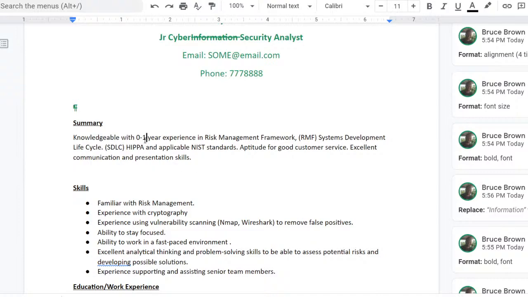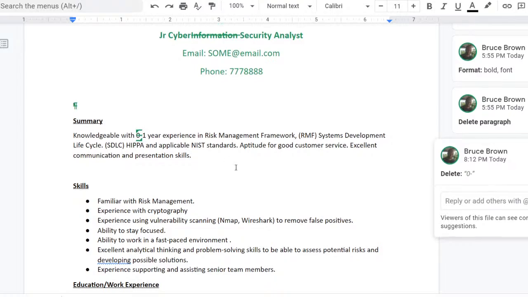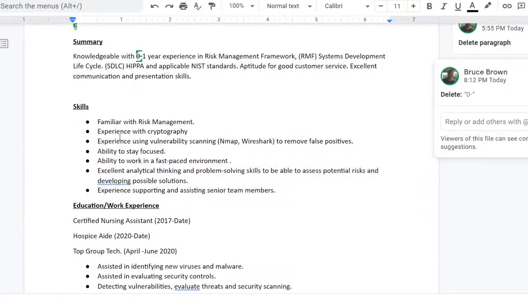The 0 to 1 experience suggests that I would just put 1 year's experience. If it's 1 year experience, put 1 year of experience. 0 to 1 doesn't really make sense to put in the top. So if it's 1 year, I would put 1 year. Skill set, she has familiar with risk management framework. Okay. Experience with cryptography. Okay.